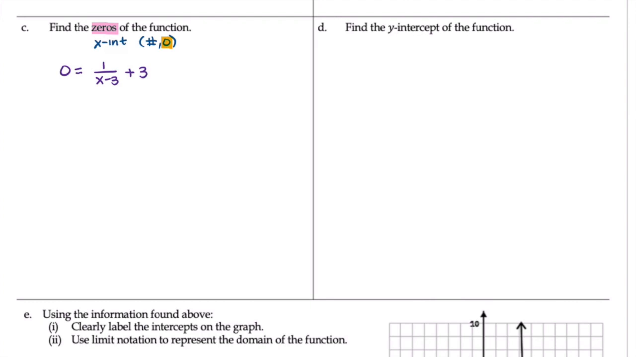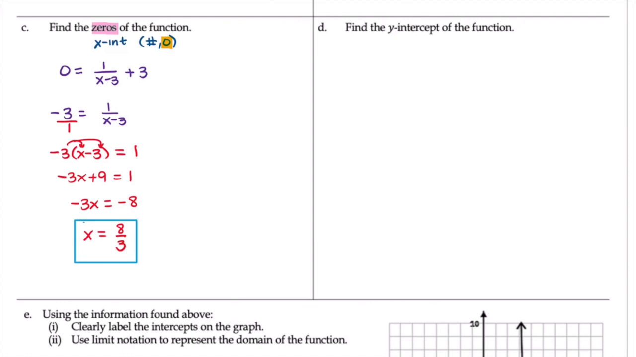So let's minus 3 on both sides. We will cross multiply. We'll distribute and solve for x, which means that our x-intercept is the point 8/3, 0. Eight-thirds is roughly 2.7. I normally like having a decimal value, especially because we're going to eventually need to put this on a graph. Part D wants us to find the y-intercept of this function.